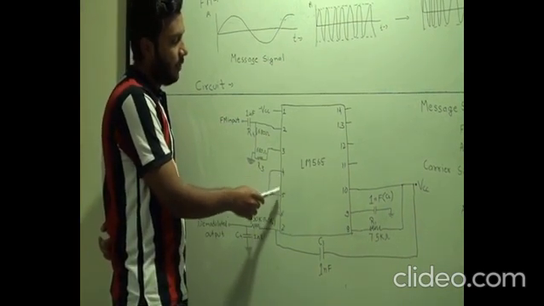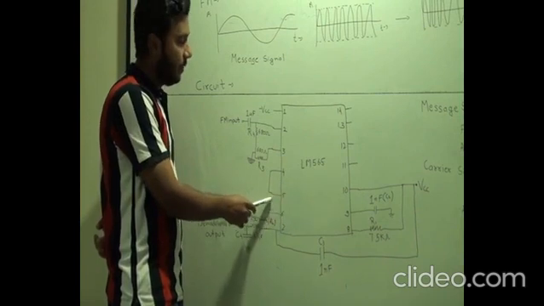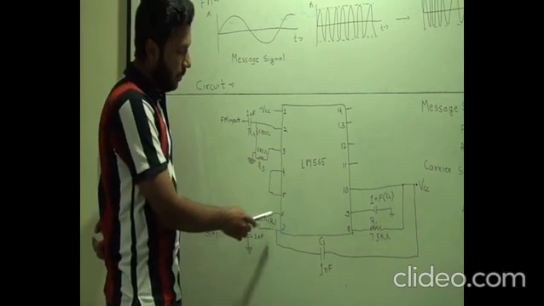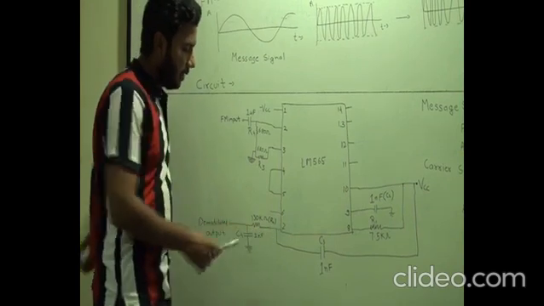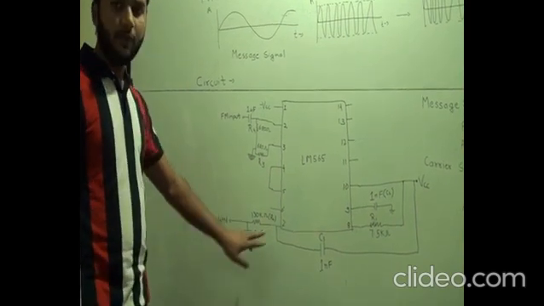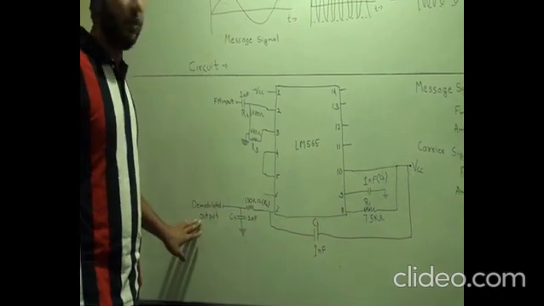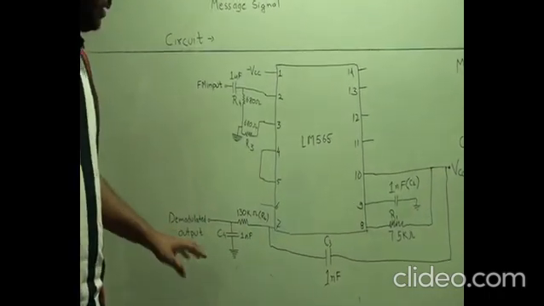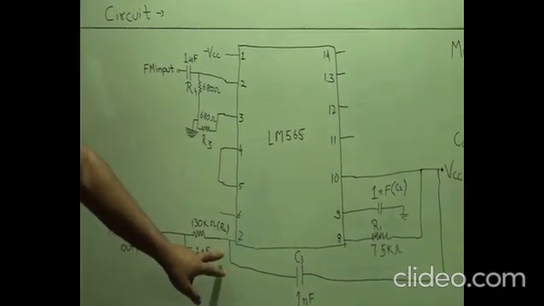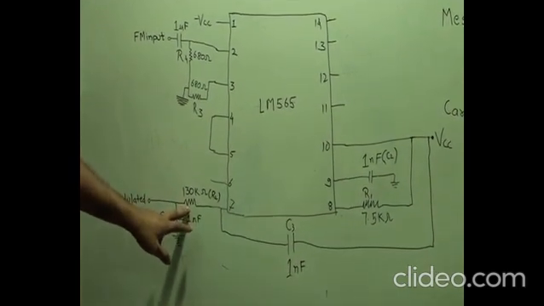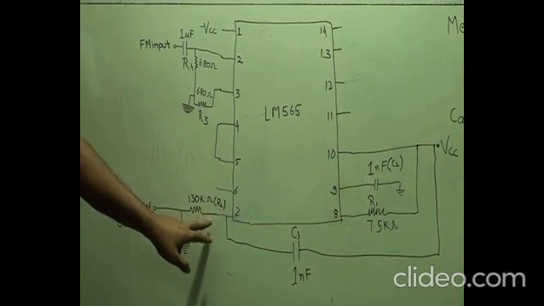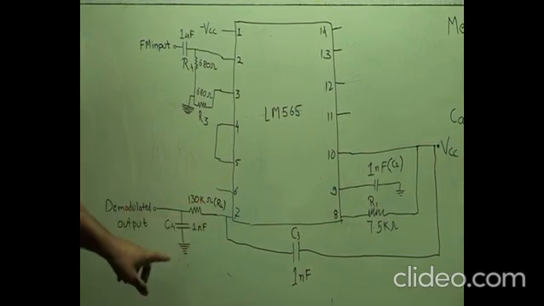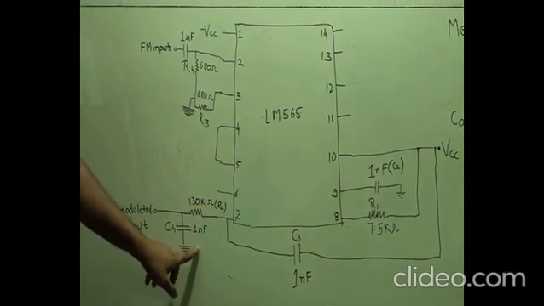Now next, pin 4 and pin 5 will be short circuited. Pin 6 will be left open, and from pin 7 we will be getting our demodulated signal, means the message signal. Here the connections are like, we will take an RC circuit, where the value of resistance is 130 kilo ohms and capacitance is 1 nanofarad.